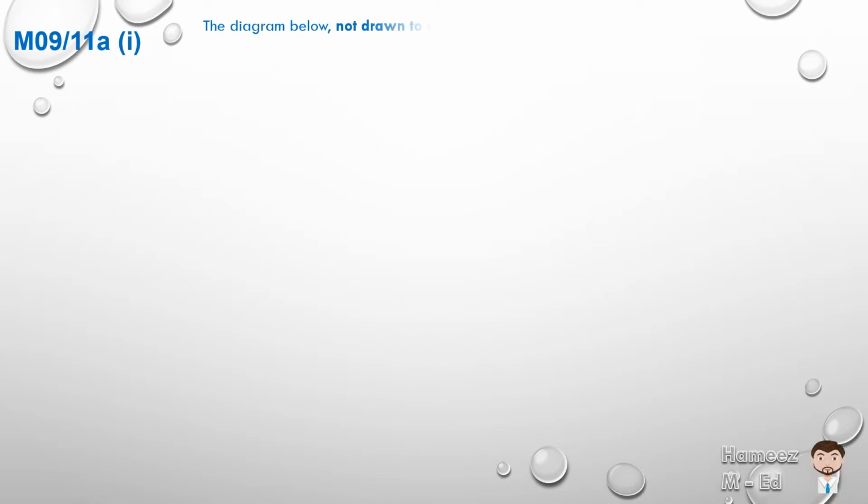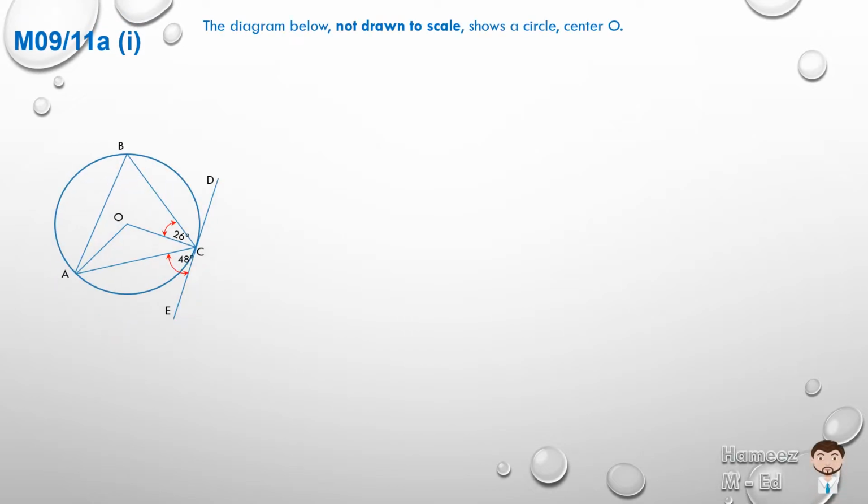May 2009, May 11A. The diagram below, not drawn to scale, shows a circle center O. Since it is not drawn to scale, it means that if we use our protractor to measure the angles on the diagram, it won't be correct, because this is just a sketch. The line DCE is a tangent to the circle. And let's recall, a tangent means a line touches the circle only at one point. And we can see in this diagram, it touches at point C.